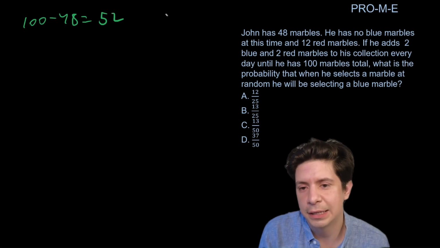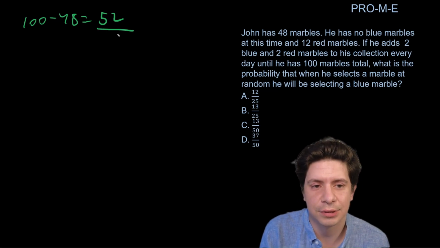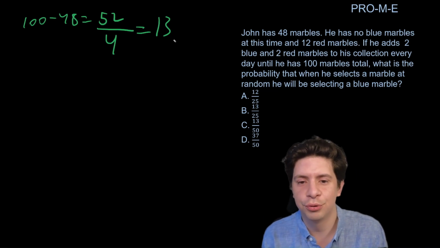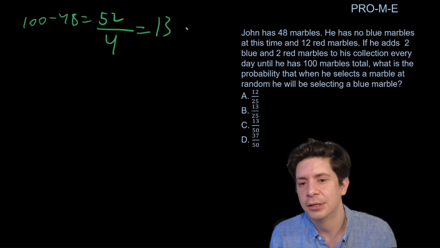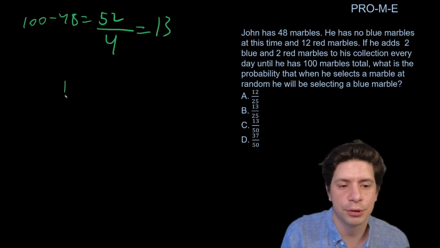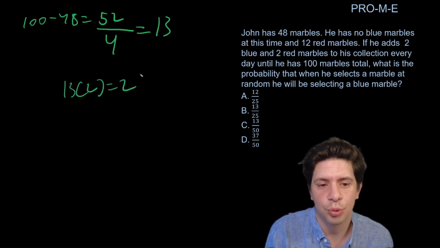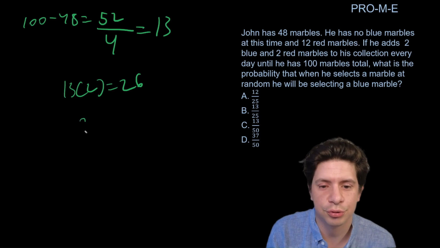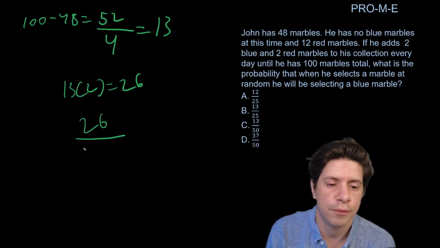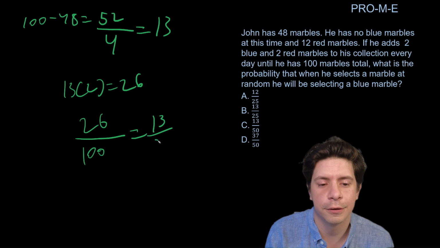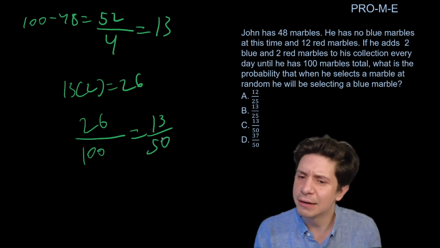And then he's adding 2 red and 2 blue a day, so he's going to be adding 4 a day. So let's find how many days. He'll be doing 13 days. So he's doing 13 sets of 2 blue and 13 sets of 2 red. So he goes from no blue to 13 times 2 blue. So he has 26 blue, so we'll do 26 over 100 total, and that's going to give us 13 over 50. So this one's kind of a reading comprehension.